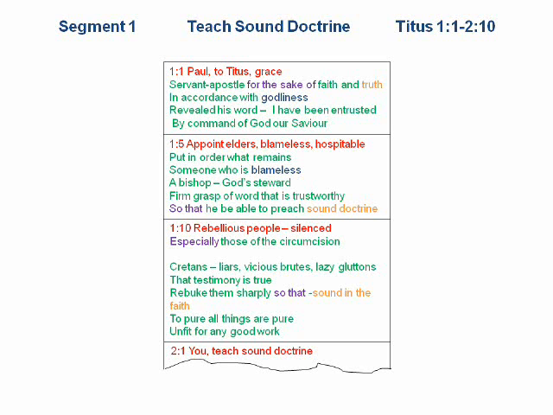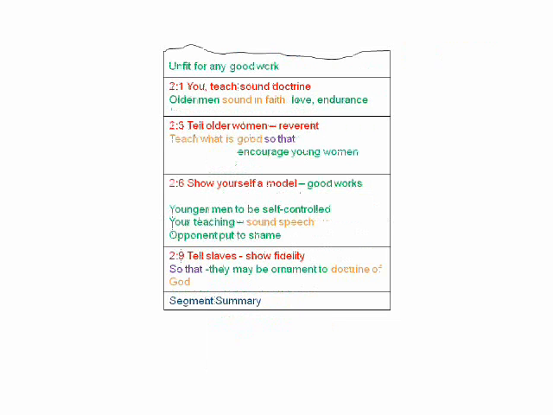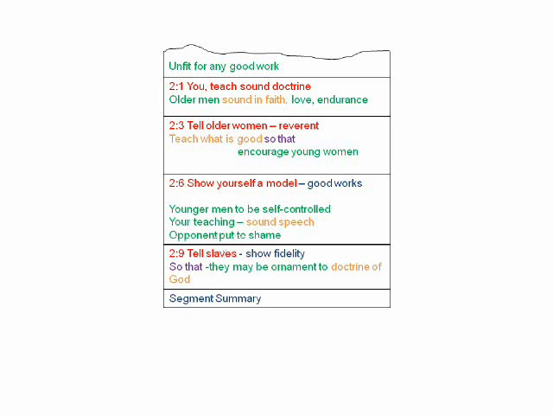Again, the focus on the elders, the bishops that are to be appointed, is that they should be part of the answer, not part of the problem. Paragraph 1:10, these false teachers, we read, are unfit for any good work. Paragraph 2:6, show yourself a model of good works. And the slaves should show fidelity, in other words, good character.